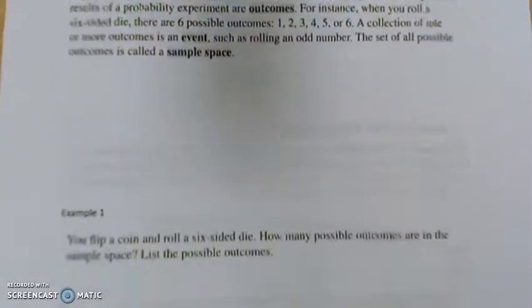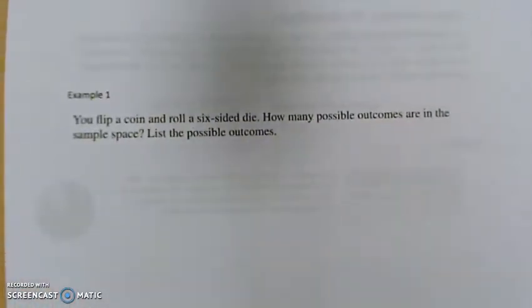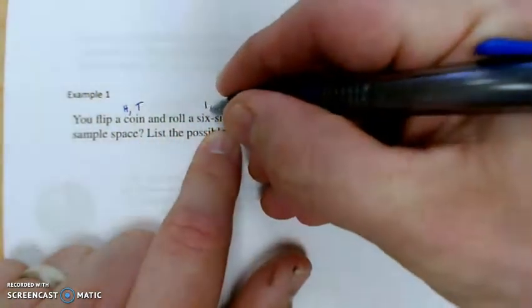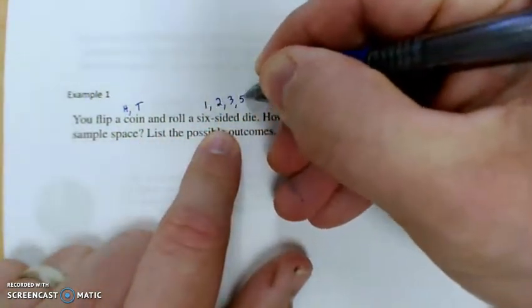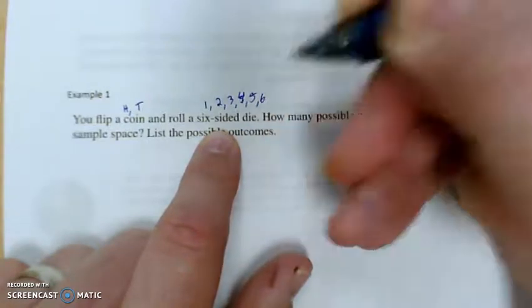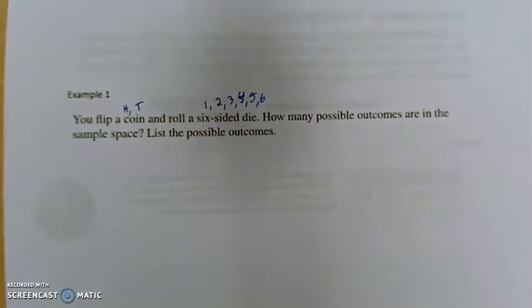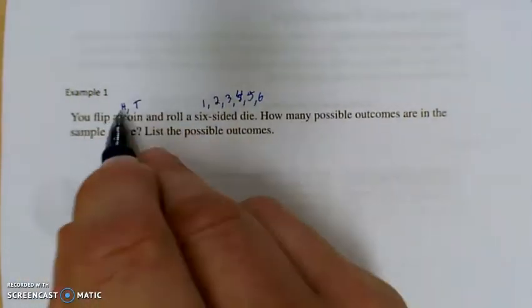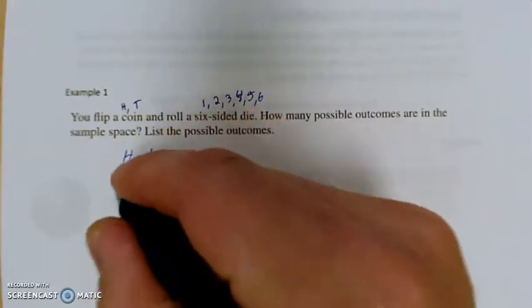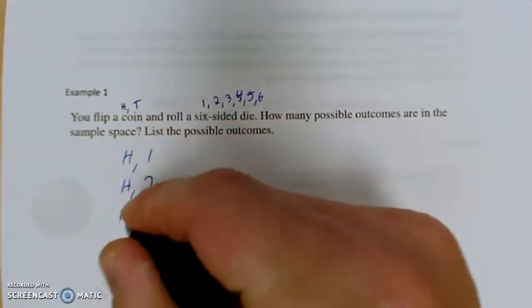Now we're going to see about making a sample space out of this situation. You flip a coin, so I already know that is going to either be heads or tails, and you roll a six-sided die. So it's either 1, 2, 3, 4, 5, or 6. How many possible outcomes are in the sample space? List the possible outcomes. So maybe you land a heads, and you get a 1. Maybe you land a heads, get a 2, and so forth.